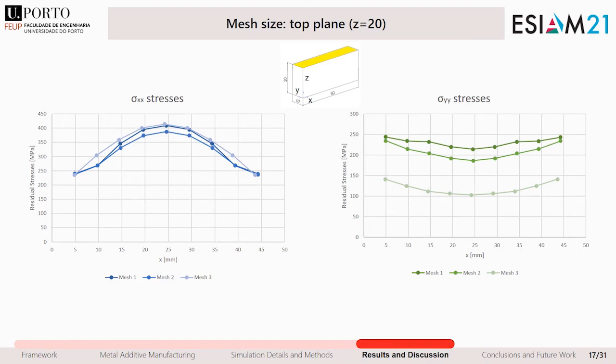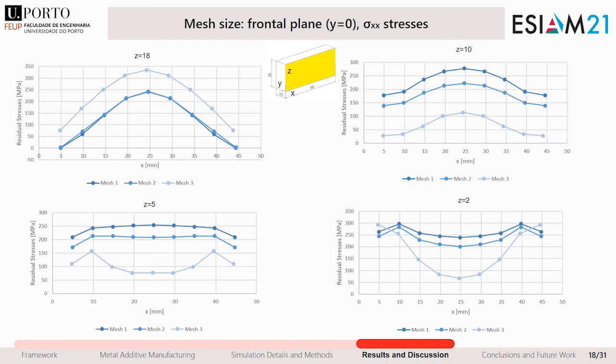One can see a less pronounced influence of the mesh on the longitudinal stresses, and for the transverse stresses there is some significant influence of the meshes, but we can see some convergence. Now, for the frontal plane of the block, there is always an influence of the mesh size on the results. For the two more refined meshes, there is already some reasonable agreement for the longitudinal stresses.